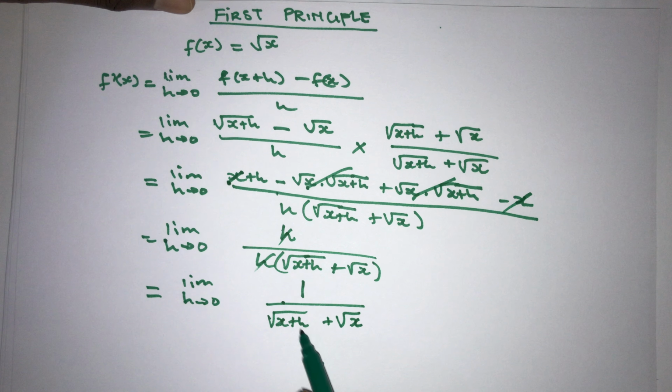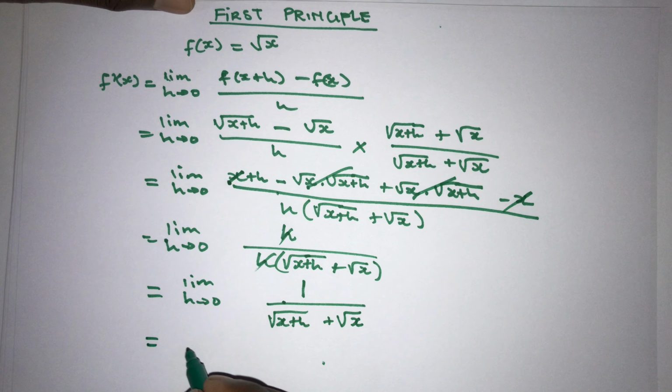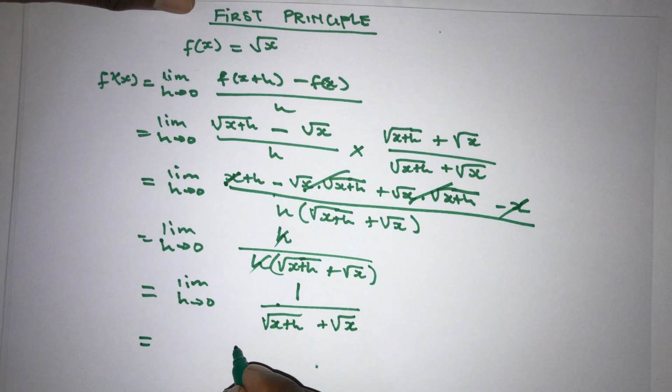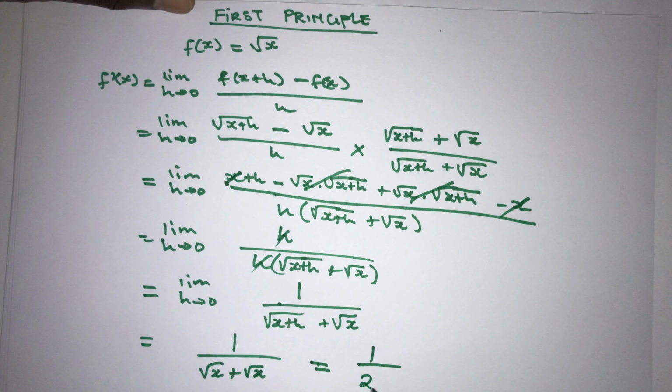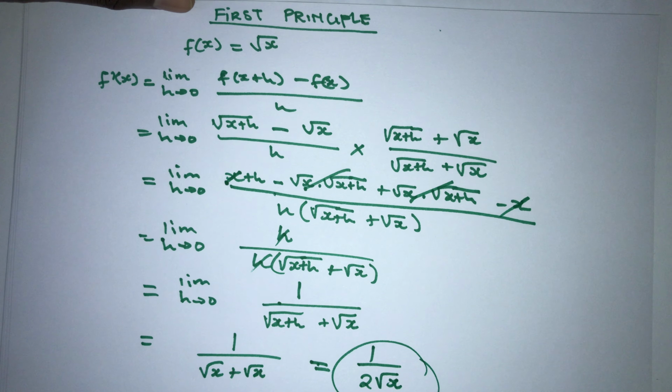So since now h is going to tend to 0, we have 1 over the square root of x plus the square root of x. So from here, 1 over this is the same as 1 over 2 square root of x. So this is the final answer.